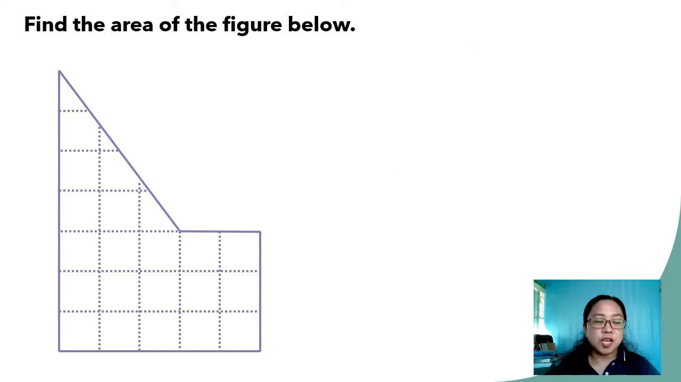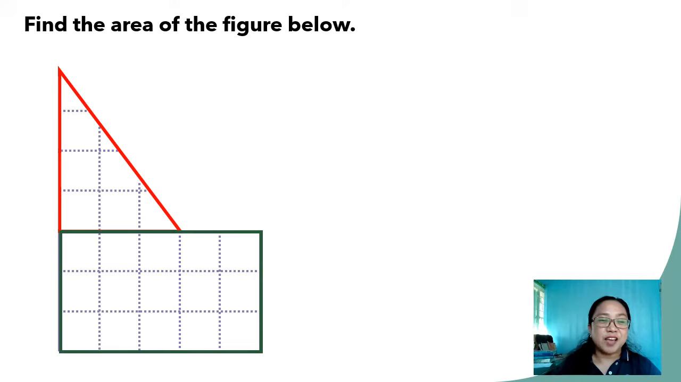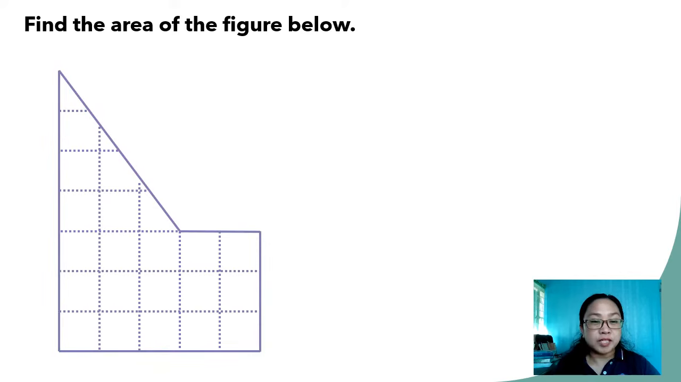There are two basic shapes in this figure. Can you identify the shapes? Yes, we have a rectangle and a triangle. To compute for the area of this composite figure, we need to get the area of each shape first. Let's start off with the rectangle. To compute for the area of the rectangle, we need to get the length and the width. Our rectangle is 5 units long and 3 units wide.